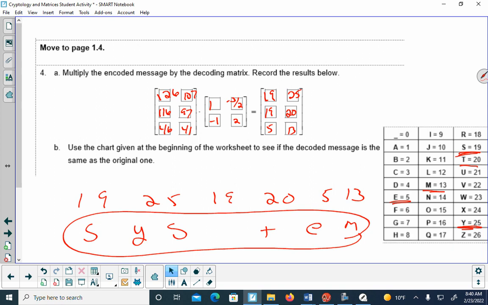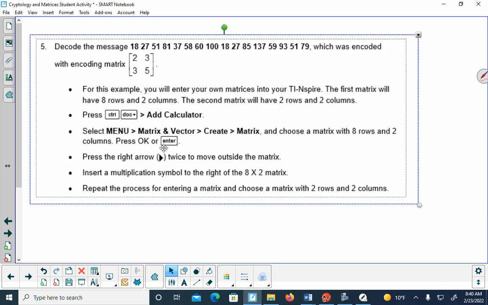So what we did is we took a message, we changed it into numbers, we multiplied it by an encoding matrix, then we found the inverse of that encoding matrix, and we took the coded message and multiplied it by the decoding matrix to find the original message again. Boy, that's really bad handwriting. So let's try one again.